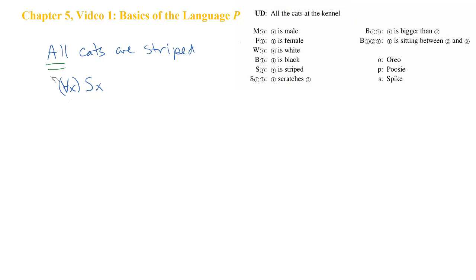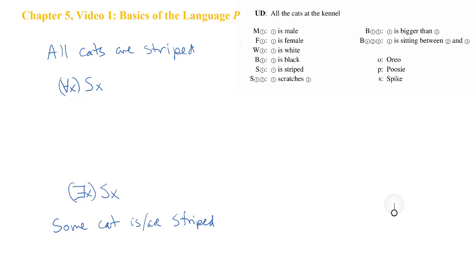Pretty straightforward. Suppose we wanted to say some cat is striped. Well, it's exactly the same thing except with the existential quantifier. We take existential x and pair it with Sx. So this means that there is at least one object in the universe of discourse x such that Sx, at least one object in the universe of discourse x such that x is striped.